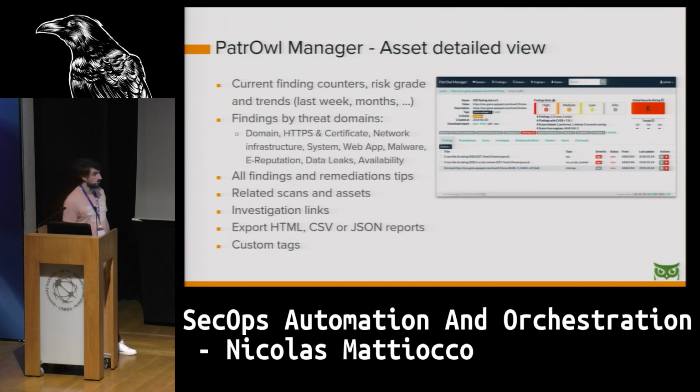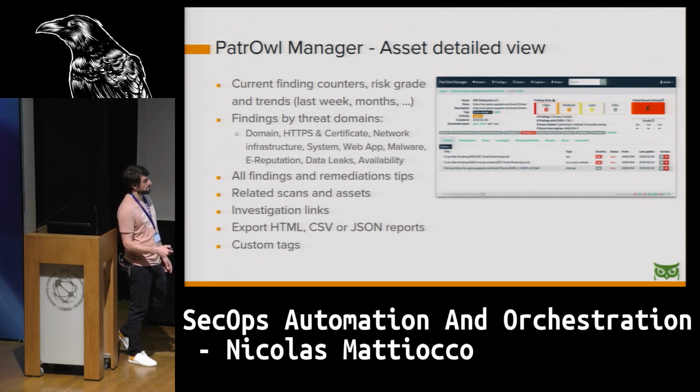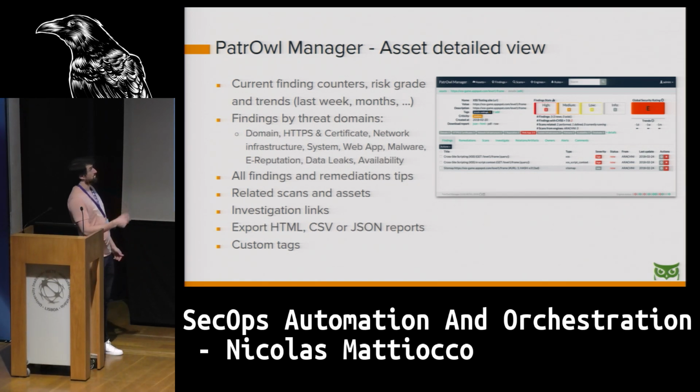So for each asset or asset group, you can have this screen, just to remind the finding counter. And findings are categorized by threat domains. So if you want to assess your level of maturity on SSL certificates, you just have to click on the category, and it will filter findings and risk on this. You can export results in HTML, CSV or JSON.